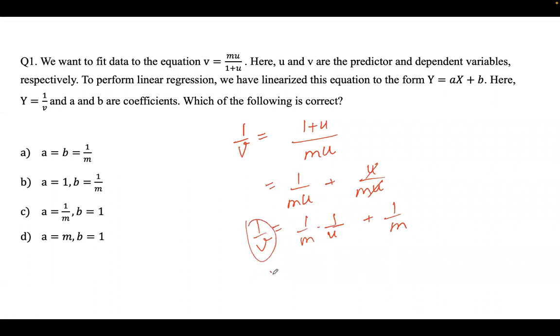So here this becomes y, and of course u is the initial independent variable. So 1 by u becomes x here. So you can see what are a and b. So which option is correct? Option A, right? All clear, right? I'll move on to the next question.